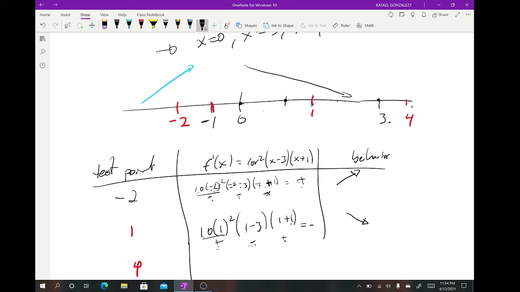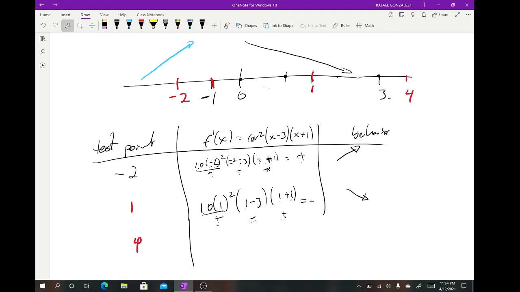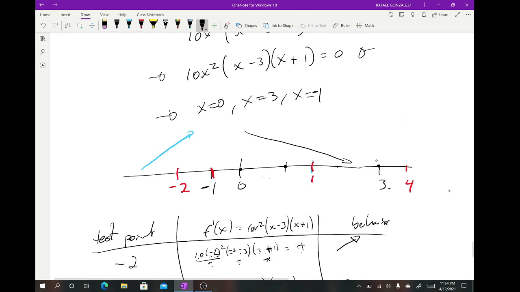Finally, to the right of 3, at 4, we have 10 times 4 squared, 4 minus 3, and 4 plus 1. Everything here is positive. Notice that the only thing that we have to worry about is this, but this is just a 1, so it's a plus, this is plus, and this is plus. So to the right of 3, we are increasing, so this is all positive. So we go back up.